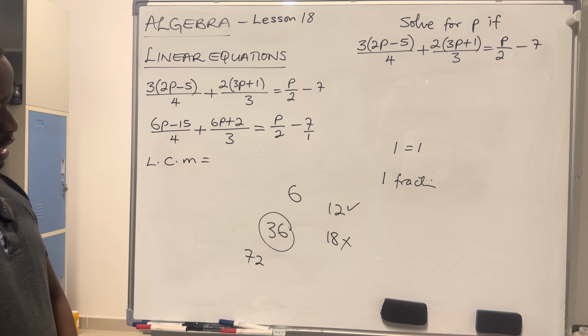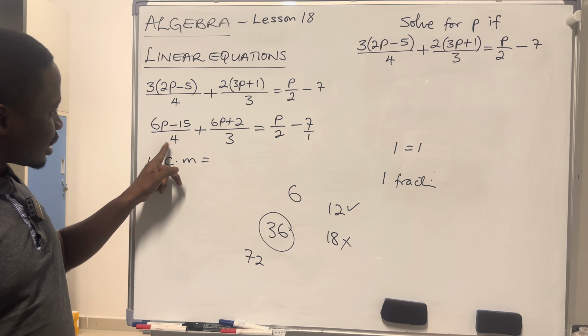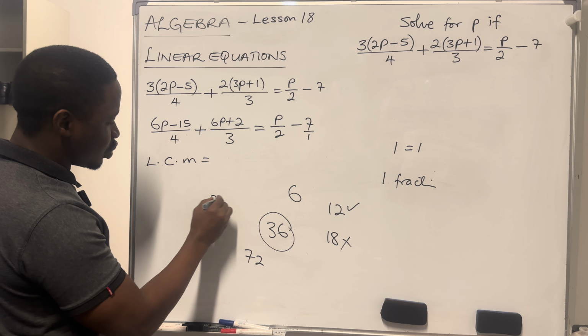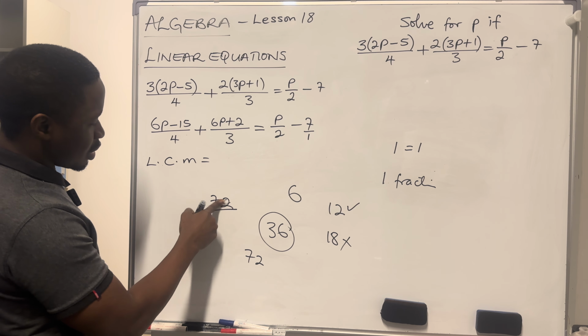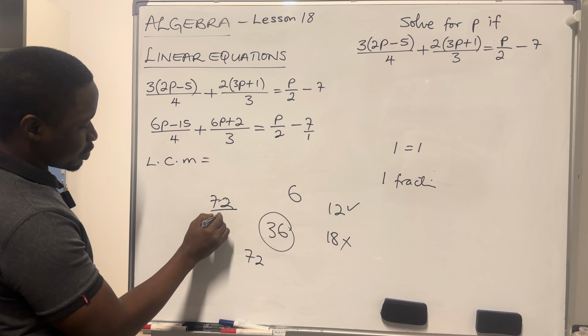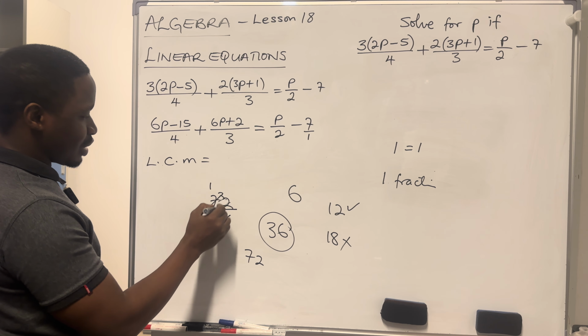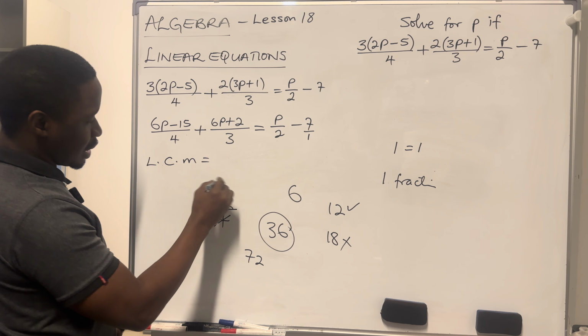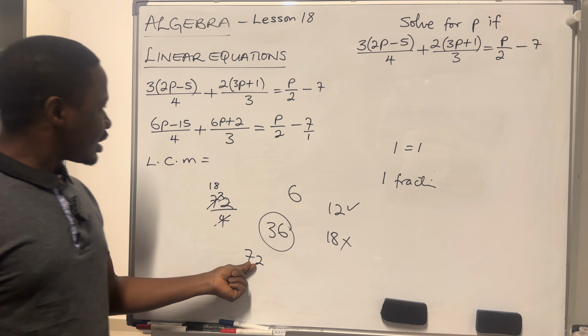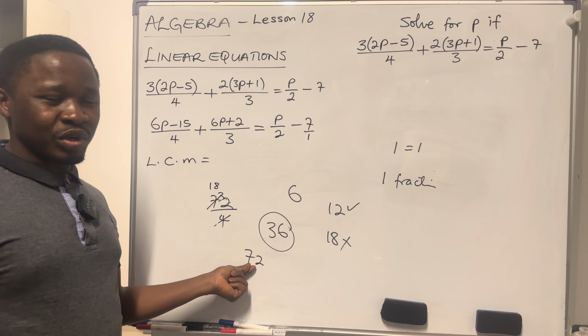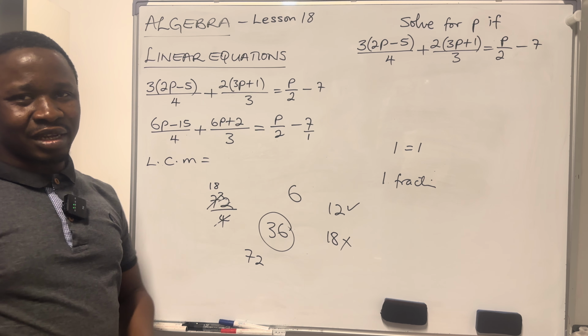72, can 72 divide 4? Yes. 72 divided by 4: 4 into 7 is 1, remainder 3, into 32 is 8. But the thing is, once you use 72, the numbers will become bigger, large enough.